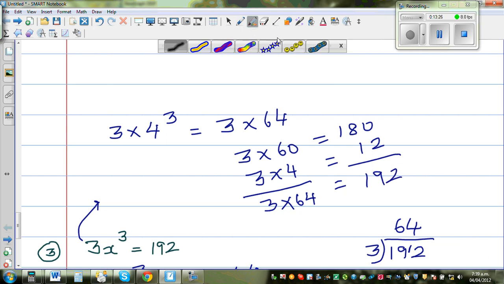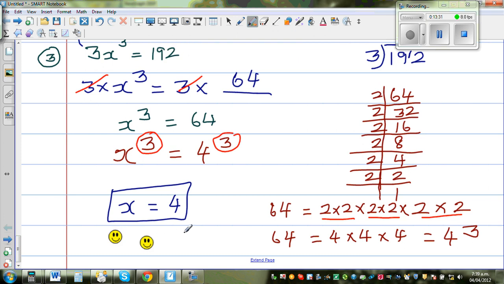So you can be really proud of yourself, and you can give yourself 5 smiley faces.